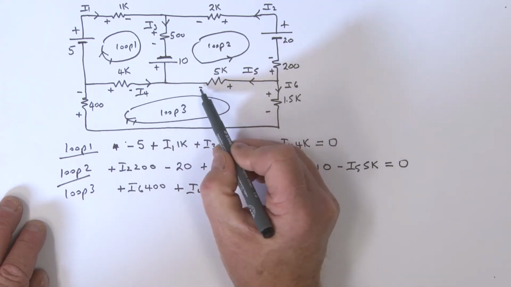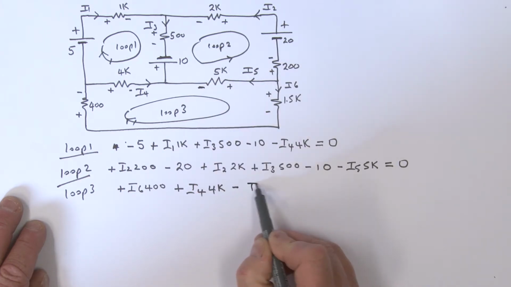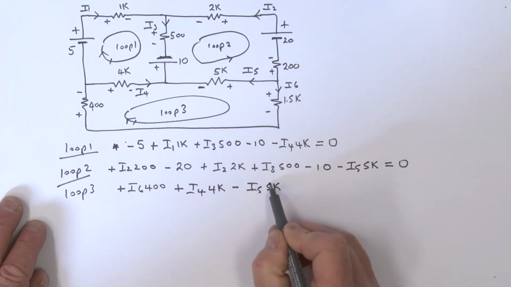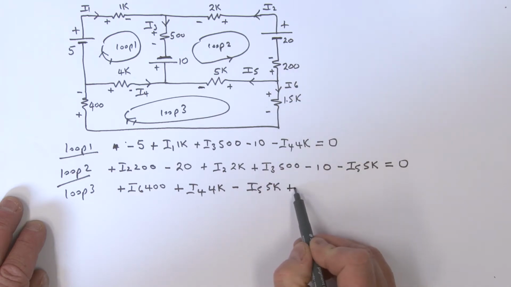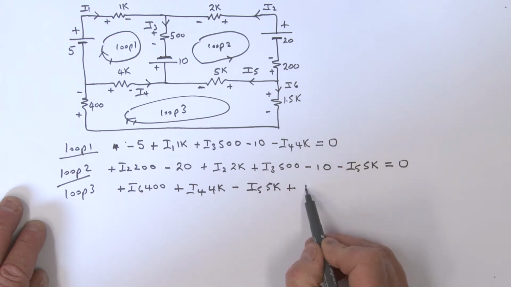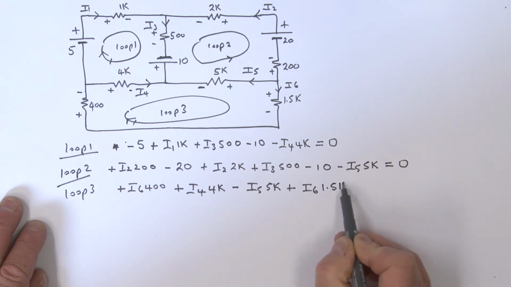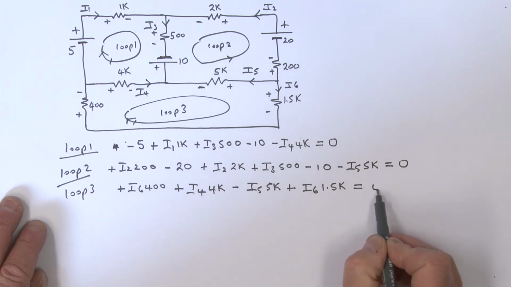Okay, coming on round. I hit a minus here, don't I? So that is a minus, and that is going to be I5 times 5K. Coming on round, I hit a plus, don't I? So that is a plus, and that's going to be an I6 times a 1.5K. And look, I'm back to the beginning, and so all of that is equal to 0.